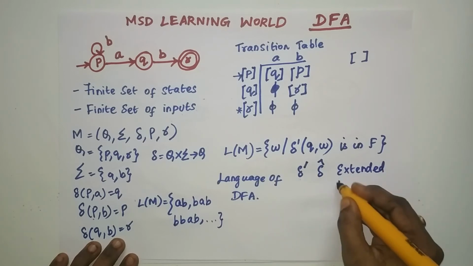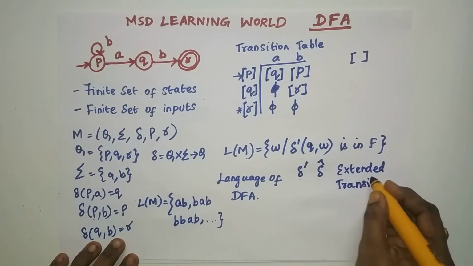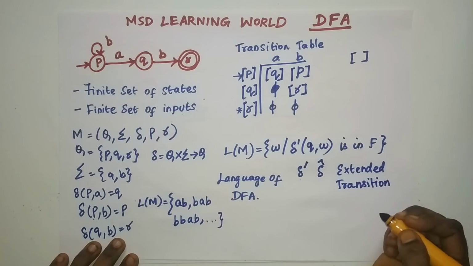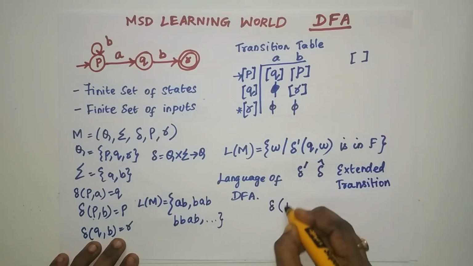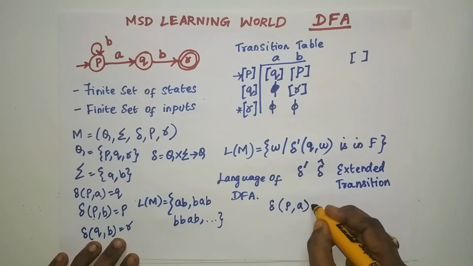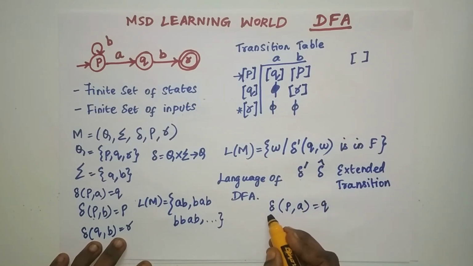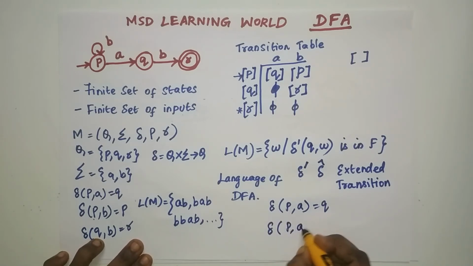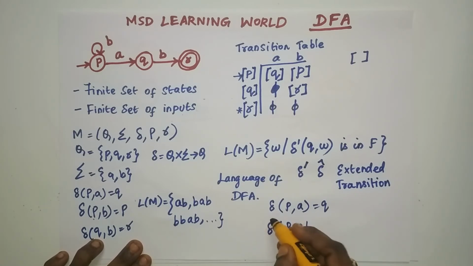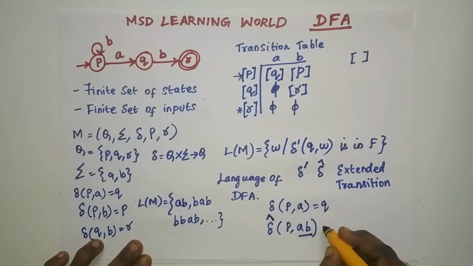What is meant by extended transition function? The extended transition function will get a set of characters as the input. For example, if you have del of P, A, it goes to Q. Then you can go for a transition function. If it is del of P, AB, whenever your finite automata is processing a set of characters, then it is a string. In that case, you have to use either del cap or del dash, then it is said to be an extended transition function.